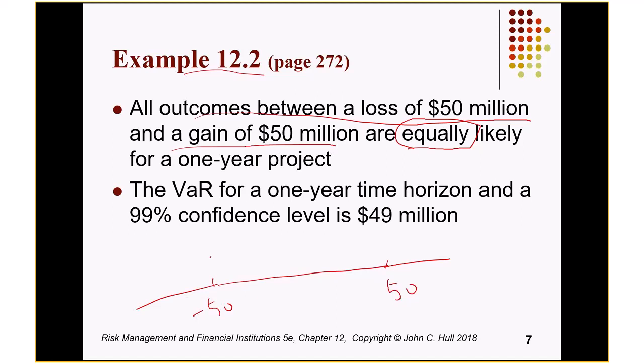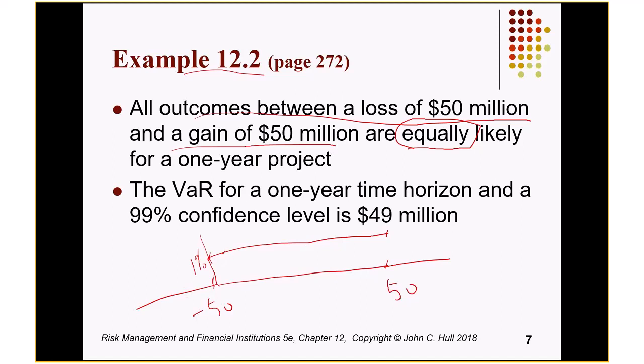Then the probability distribution is just like this, right? So it's uniformly distributed. Like 50 minus negative 50, that's 100, right? Which means each one of those will be 1%.